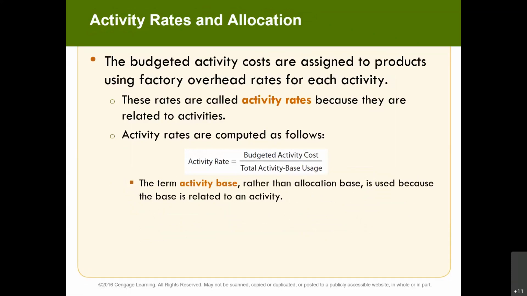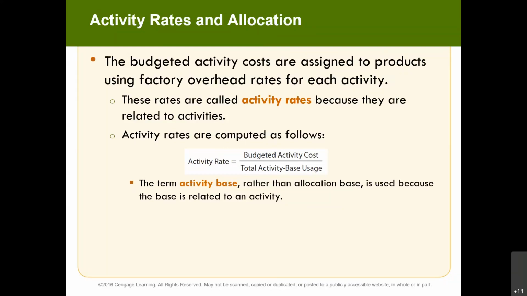So let's talk about rates. As you know, each activity has a rate associated with that activity. We call these activity rates. So the budgeted activity costs are assigned to products using the factory overhead rates for each activity. These rates are called activity rates because they are related to those respective activities. So think of them like department rates, but they're not for departments, they're for the respective activities.